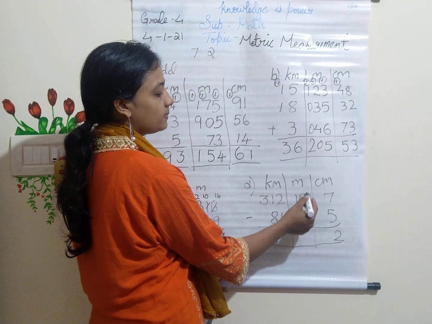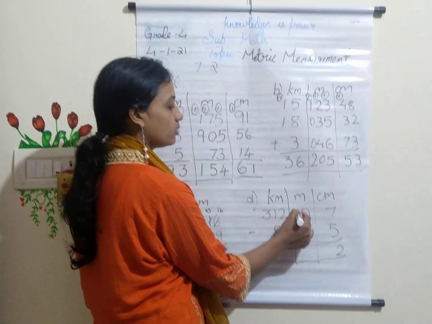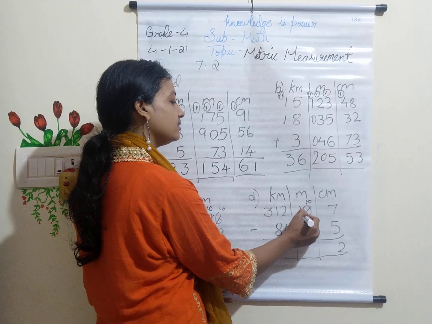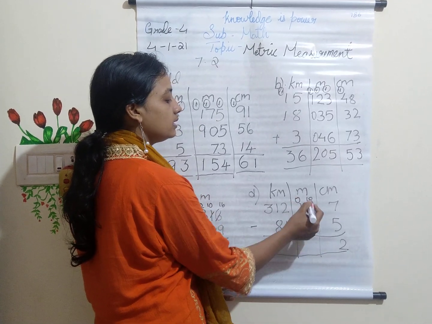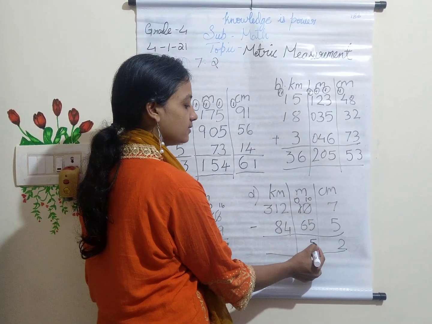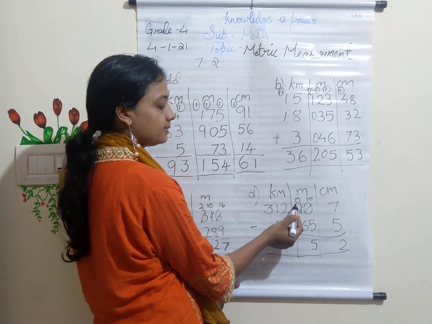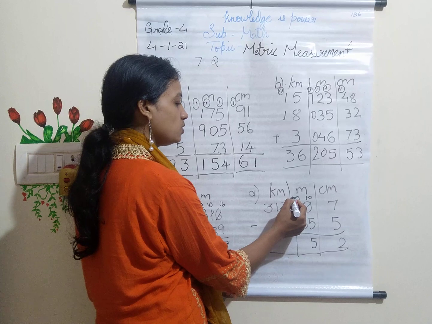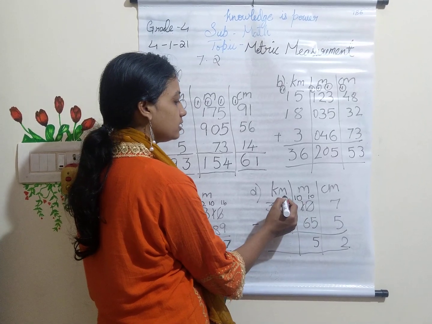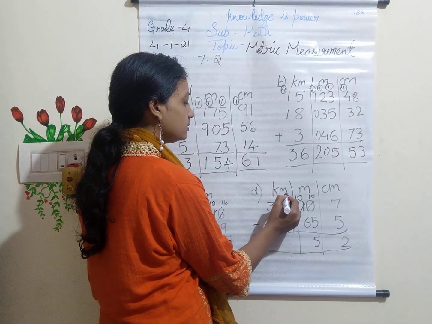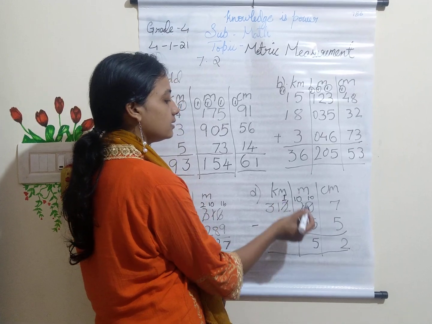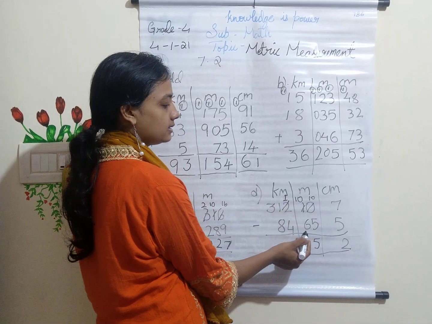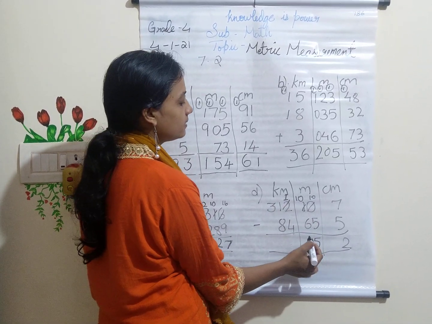Now we cannot subtract 0 and 5, so take a borrow. 0 becomes 10, 1 becomes 0. 10 minus 5 is 5. Again, I can't subtract 0 and 6. So take a borrow from the kilometers to meters. So it would be 1. Now 10 minus 6 would be 4.